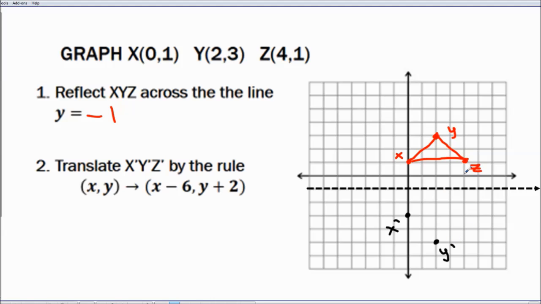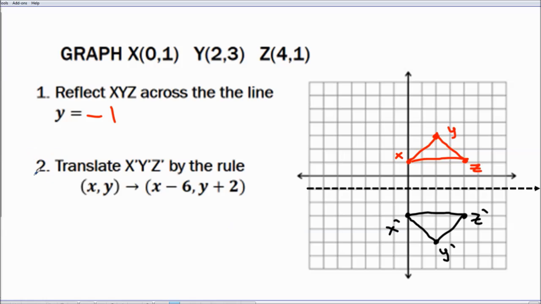And then z down 1, 2. So down 1, 2. And now I've got my new shape. And now I've got z prime. Awesome. So number one, reflect xyz across the line y equals -1. Reflected it. Is it upside down? Is it the same shape? Yeah, my drawing skills are pretty bad, but it is the same shape.